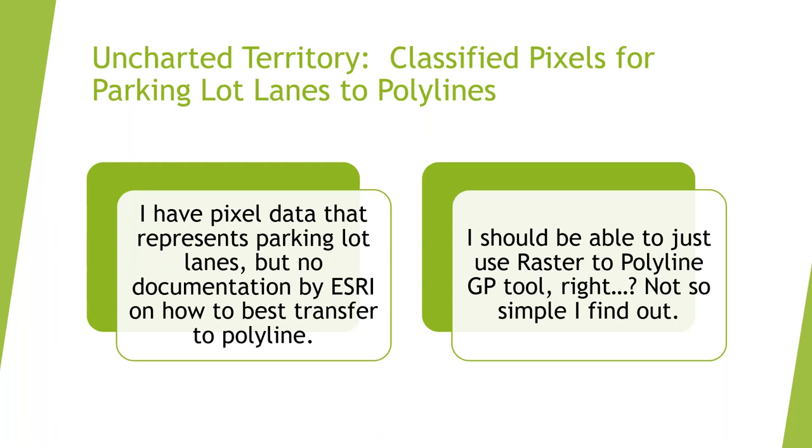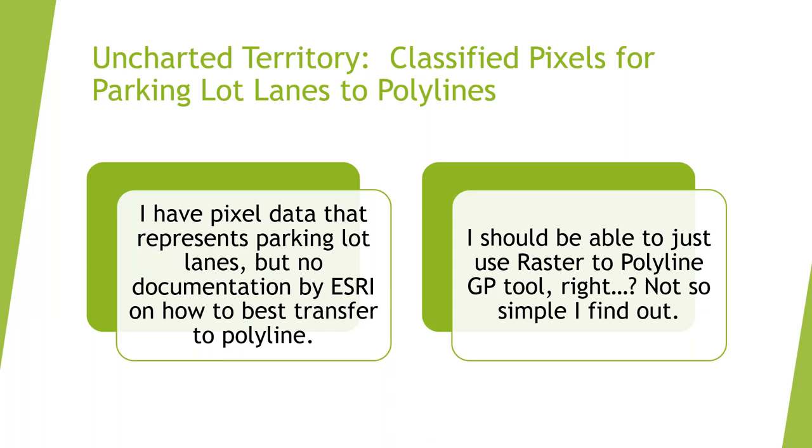All right, at this stage, I have run the automatic road extraction using deep learning documentation. That's the extent of what Esri has provided. But I have pixels, and I don't want pixels. I don't want raster data. I want vector data for parking lot lines. And there's no documentation that I found on that. So it's uncharted territory. What do I do now?